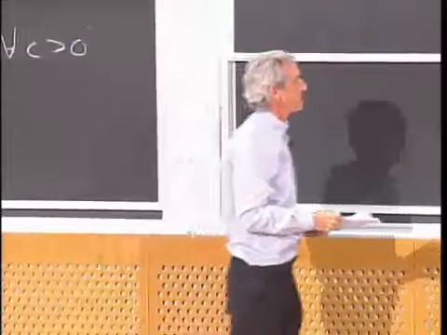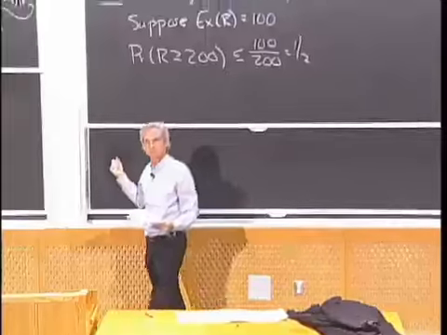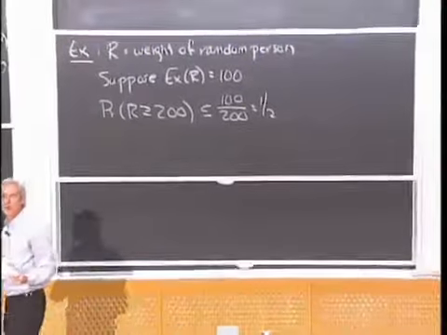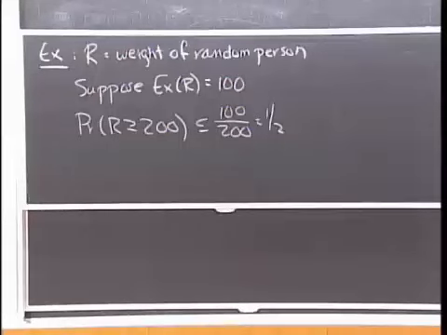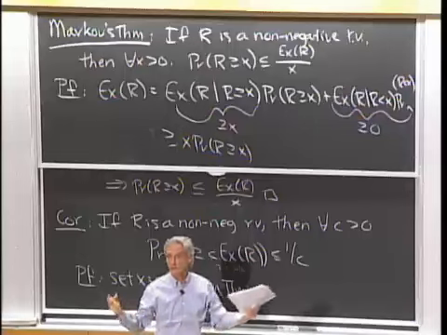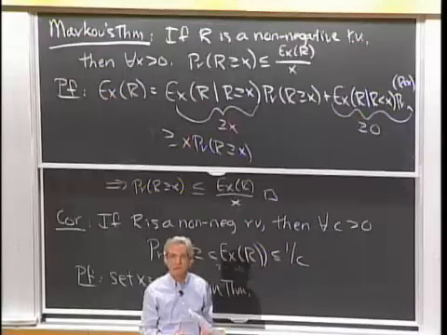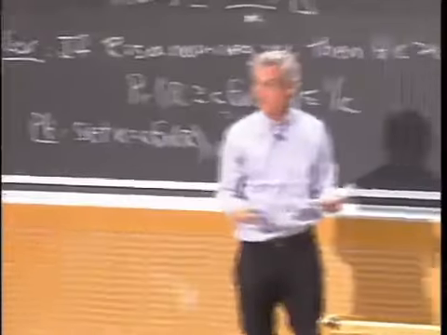OK, what if r can be negative? Is it possible that Markov's theorem holds there? Because I used the assumption in the theorem. Can anybody give me an example where it doesn't work if r can be negative? If the mean is 0?